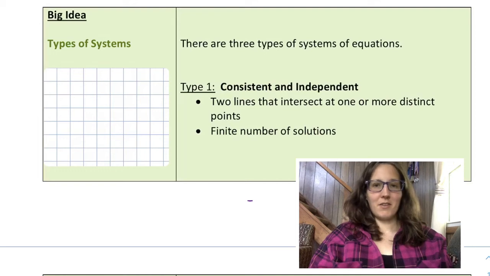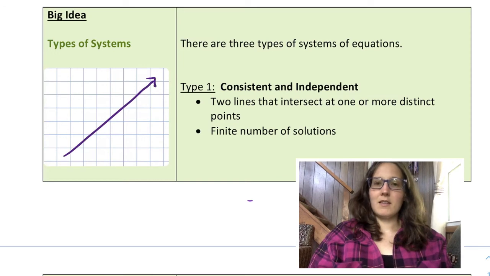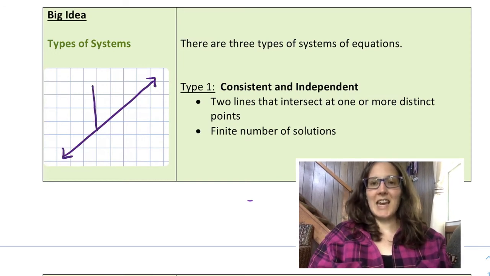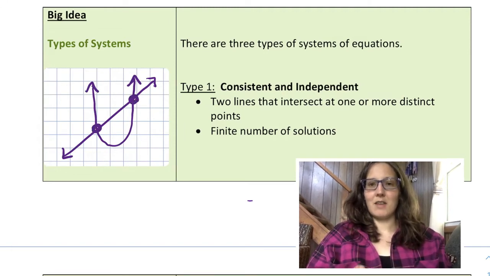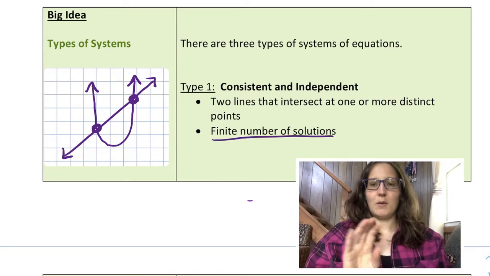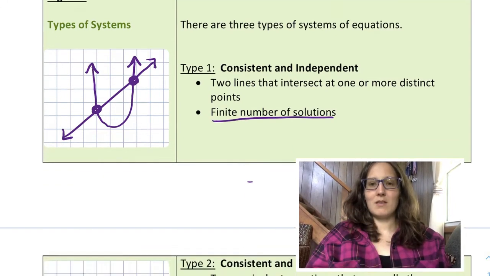So this is going to be a little bit of review from your previous math classes, but there are three different types of systems of equations. The first type that you're probably the most familiar with is what is called a consistent and independent system. That type of system has some fixed finite number of solutions. Your lines intersect at 1, 2, 3, some distinct number of points.